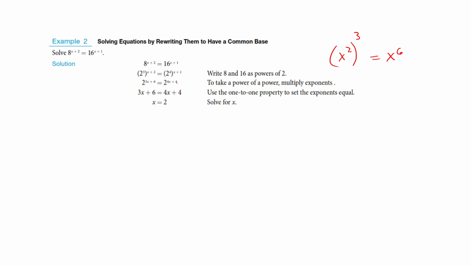Now, once I have done that, look what I have. I have the same base on both sides, and I don't need to worry about the base. I can just set the exponents together and solve.